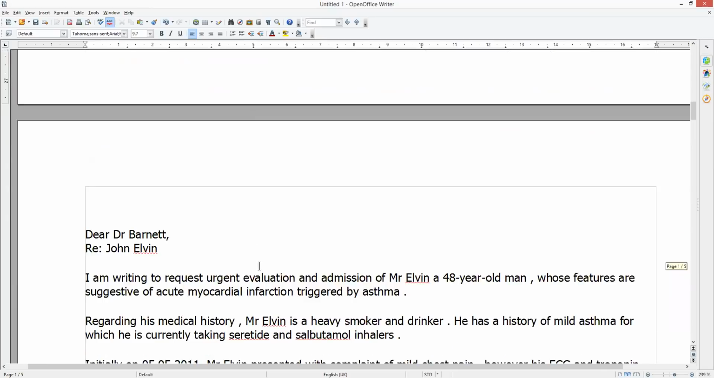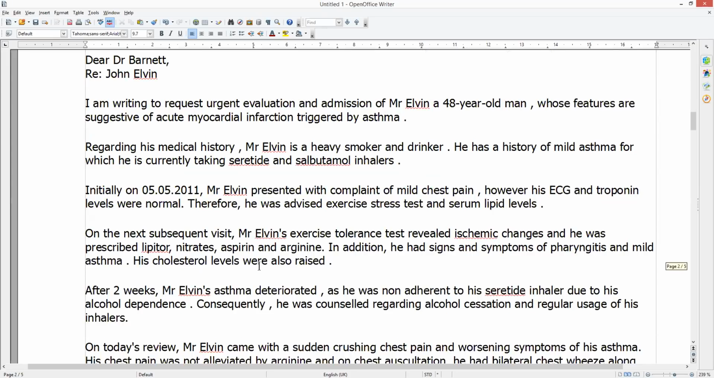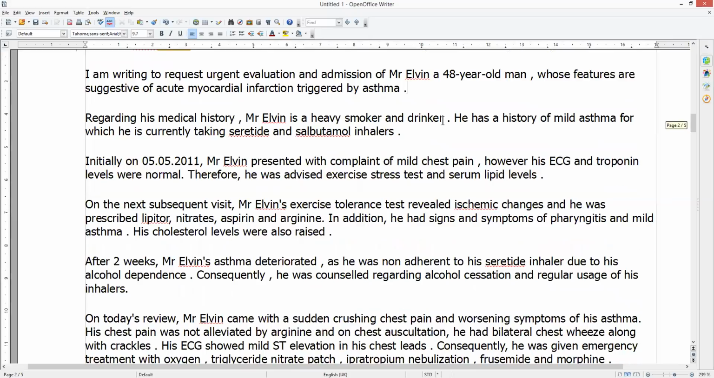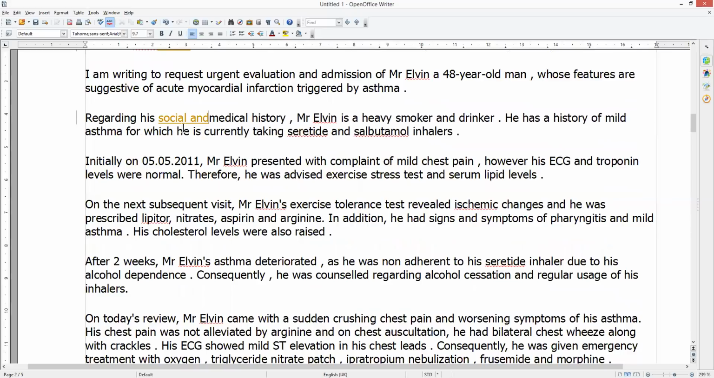Okay. Letter 2. Mr. Elvin, 48-year-old man. Well, Mr., so we can guess that. 48. This is why you should put his DOB here, and you don't have to put this. Whose features are suggestive of acute myocardial infarction triggered by asthma. Medical history? Well, that's not medical, is it? It's social. He has a history of mild asthma, which is currently taking serotonin for some salbutamol inhalers. Okay, watch this punctuation. It's possibly just a typo, but still.